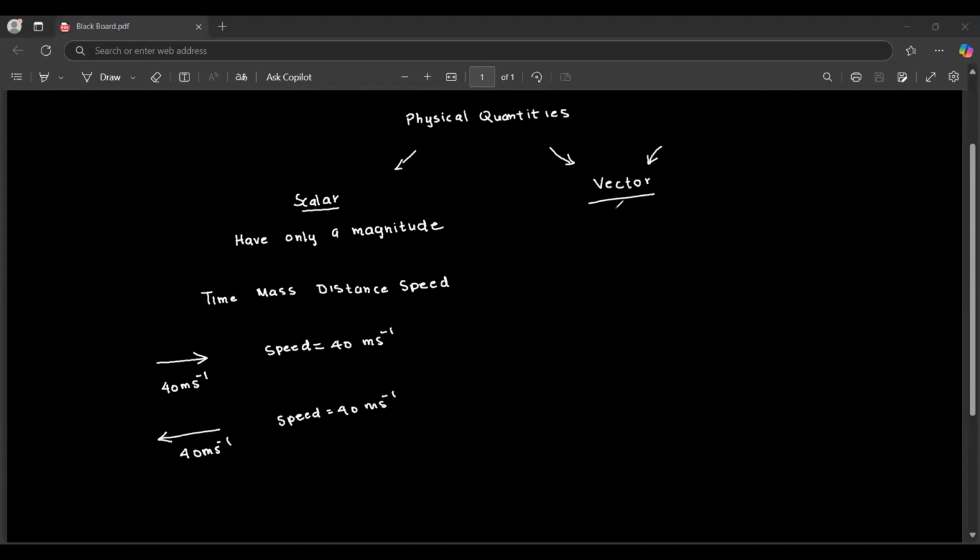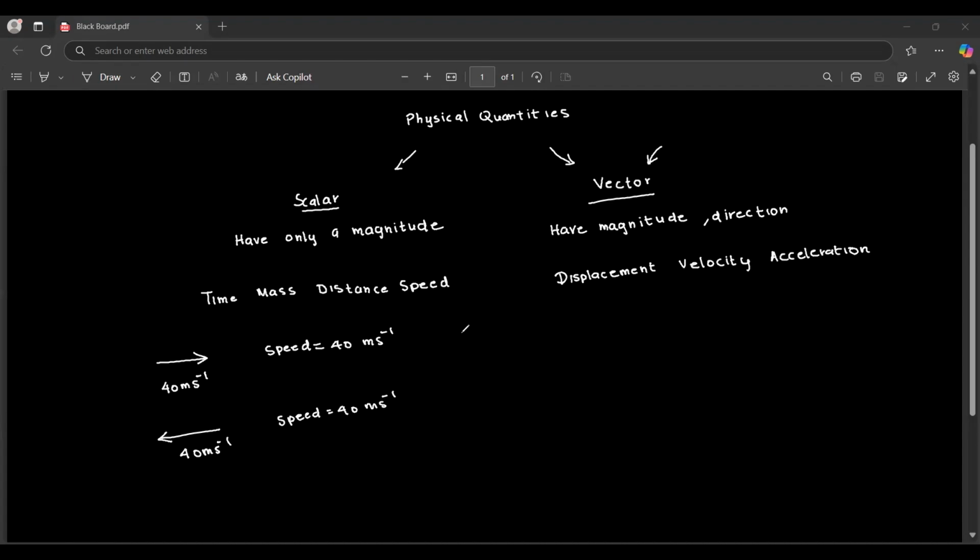But vectors have magnitude as well as direction. What do I mean by that? Let's look at some examples first to understand this. We have displacement, velocity, acceleration. These are some examples of vector quantities.